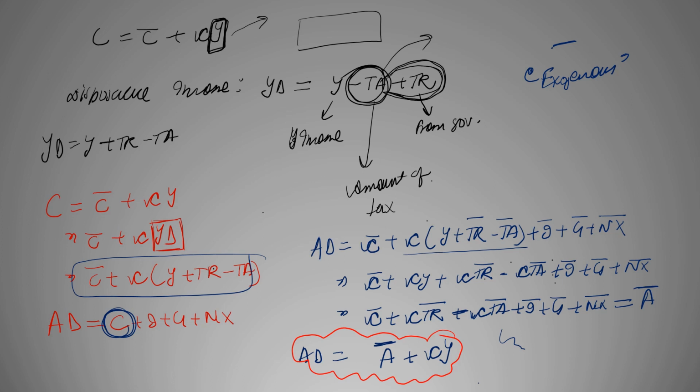So this is our aggregate demand function. Now in our next video, we'll be talking about equilibrium income and output and understand it with the help of a graph. Thank you.